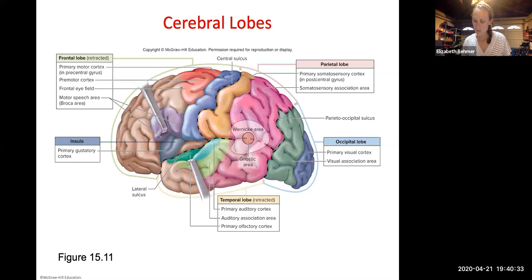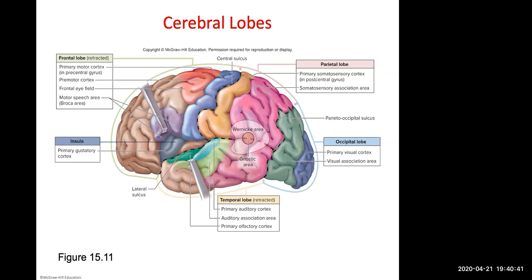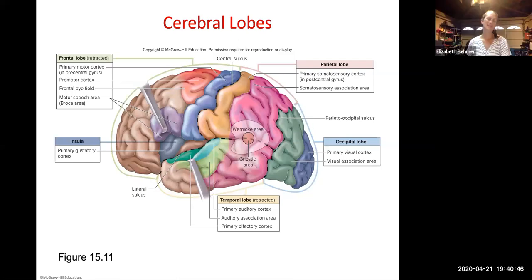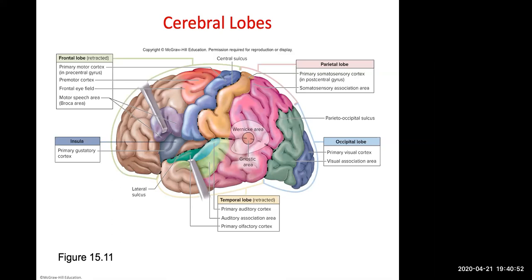Okay, what portion of the brain is involved with vision? By looking at this. Occipital. Is it the frontal? Or is it occipital? It's occipital lobe. The occipital lobe, yes.